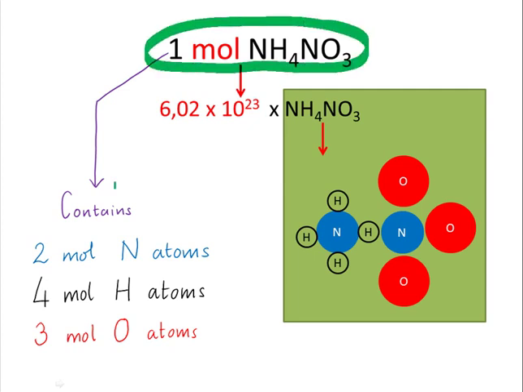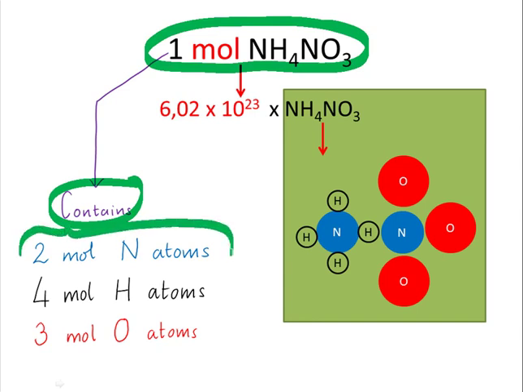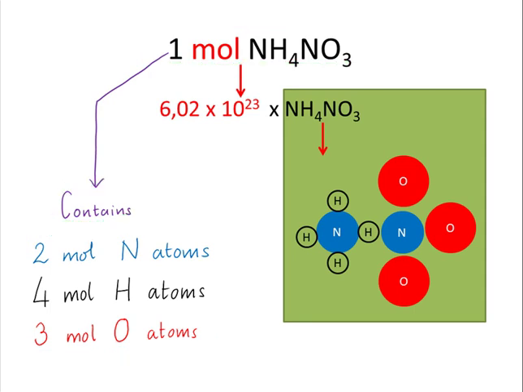Because this 1 mole ammonium nitrate contains inside it 2 moles nitrogen atoms plus 4 moles hydrogen atoms plus 3 moles oxygen atoms. So it contains within it quite a number of moles of atoms, and yet we call it 1 mole of this particular formula, ammonium nitrate. So it's vital that when you use the word mole, you specify a mole of what?